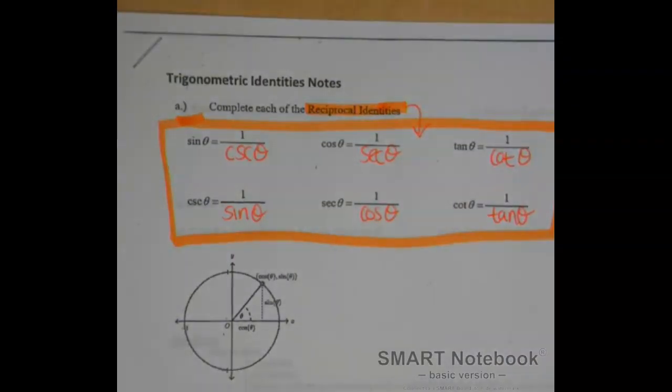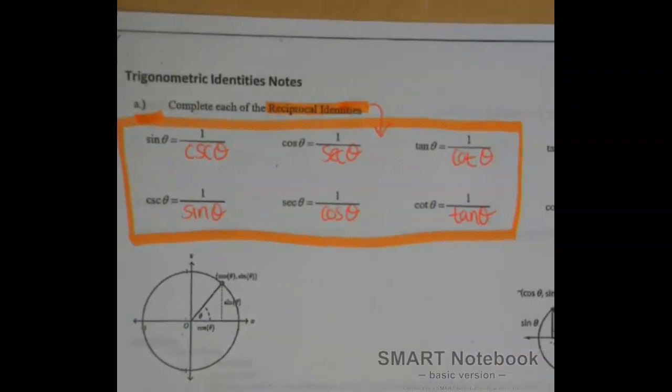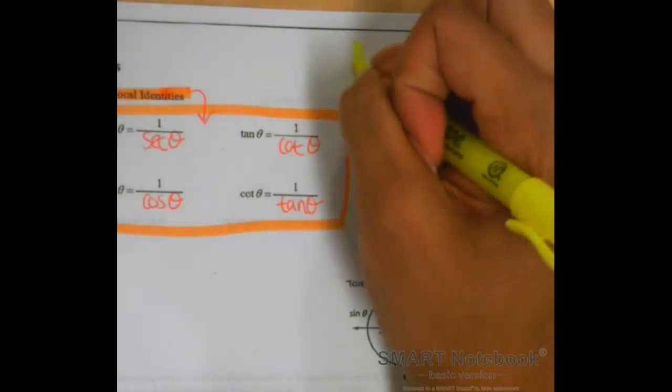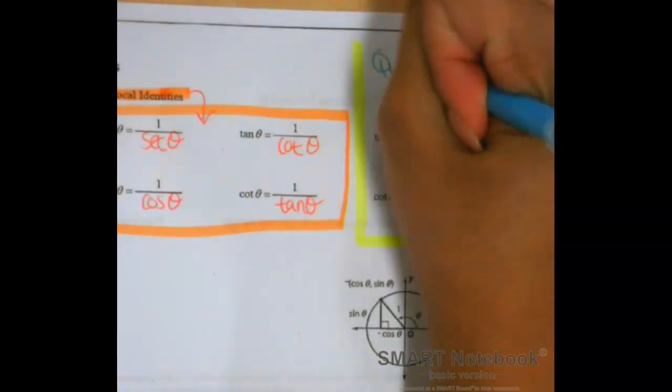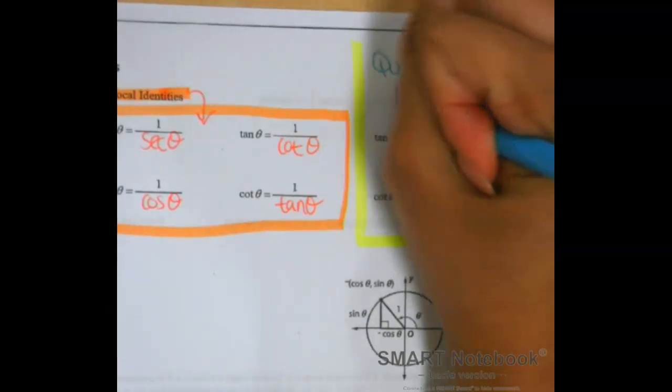If you haven't already memorized this, or if you didn't know this, congratulations, you have something you need to memorize. If you already know it, you don't have to memorize it. The two at the end, these are what I'm going to call quotient identities. So these are quotient identities.